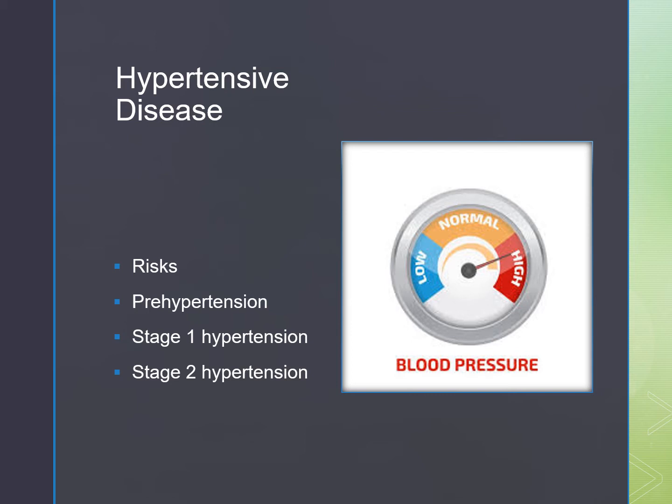Stage 2 hypertension is a systolic blood pressure that equals or exceeds 160 millimeters of mercury, or a diastolic blood pressure that equals or exceeds 100 millimeters of mercury.